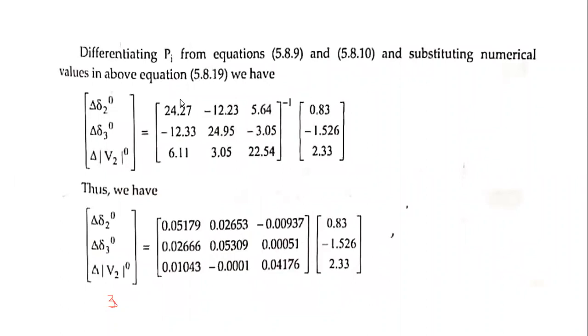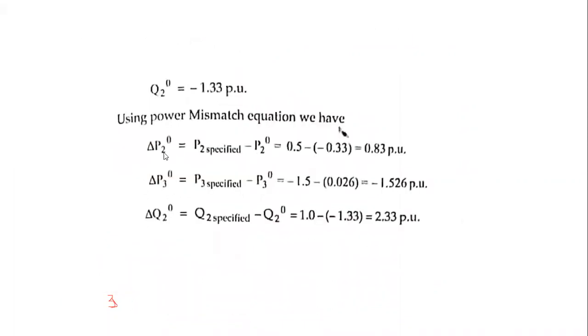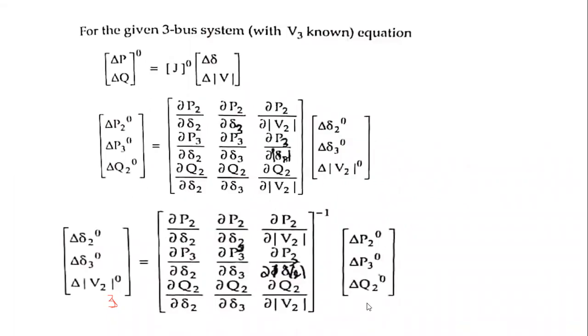First we determine those values: delta P2 power 0, delta P3 power 0, delta Q2 power 0. We already calculated these, and they will be these values. Then we determine dou P2 by dou delta 2, and dou P2 by dou delta 3.